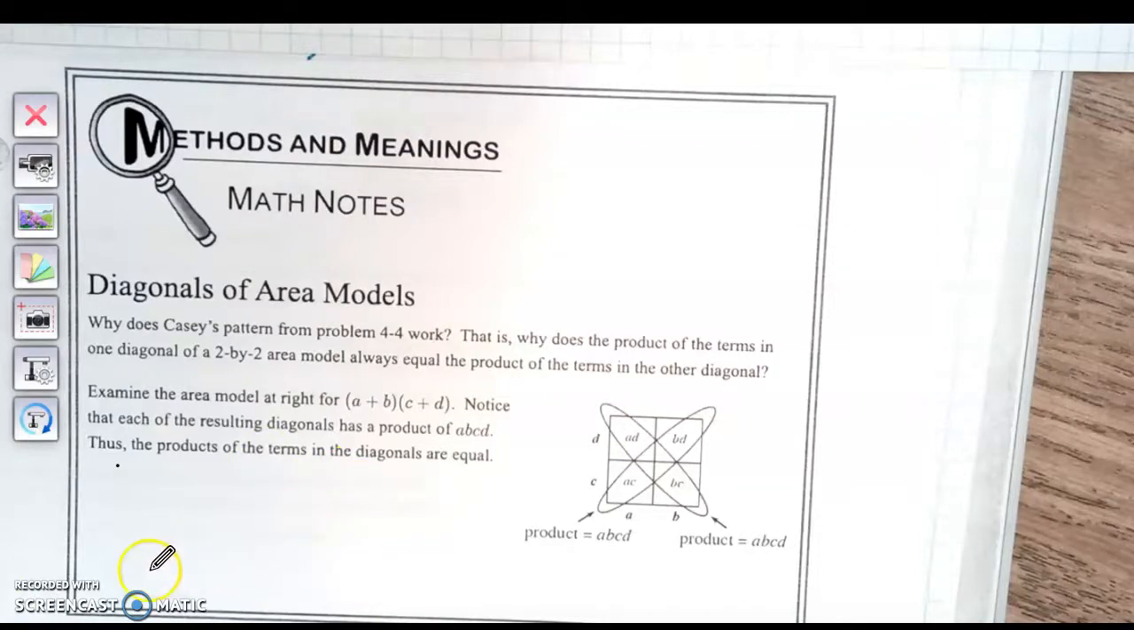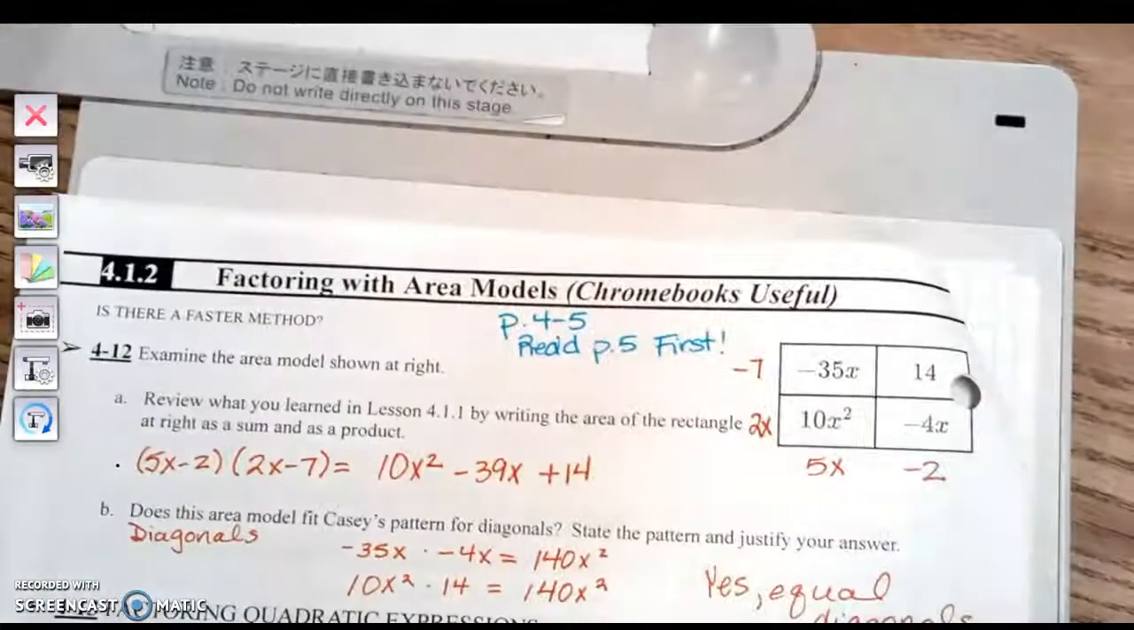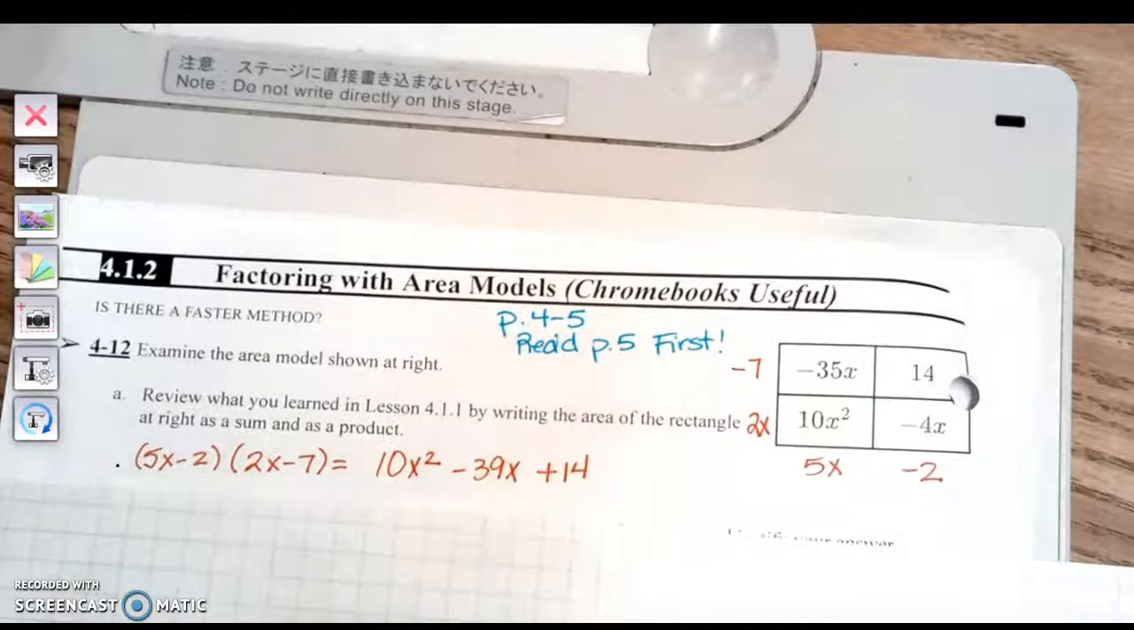Okay, so it says examine the area model at right for a plus b times the binomial c plus d. Notice that each of the resulting diagonals has a product of a, b, c, d. Thus, the products of the terms in the diagonal are equal. All right, so flip back over to page 4. Up at the top, we're going to be looking at question 4.12.